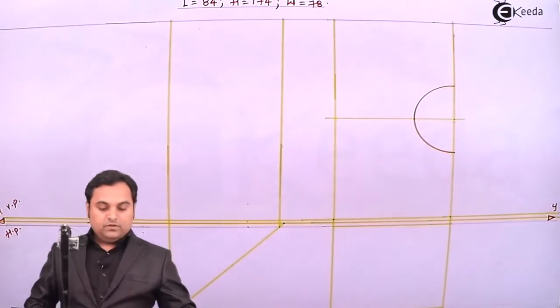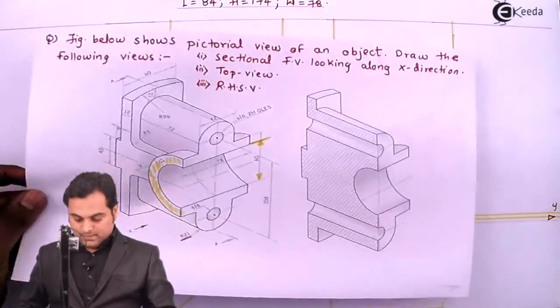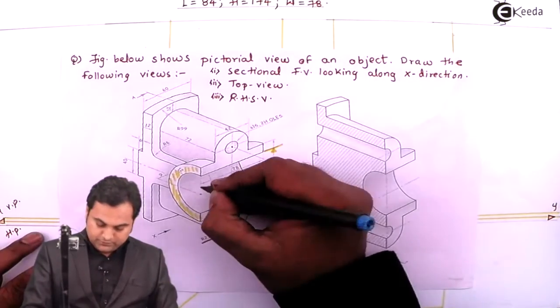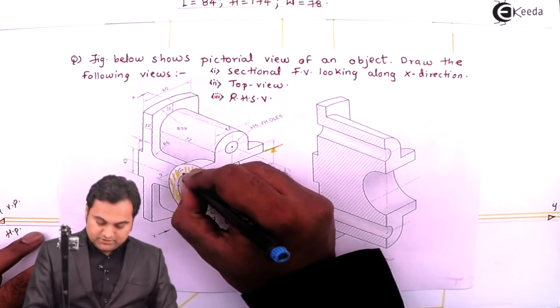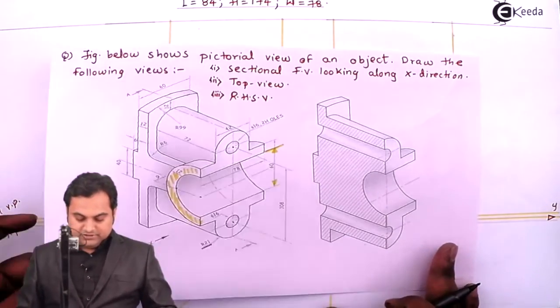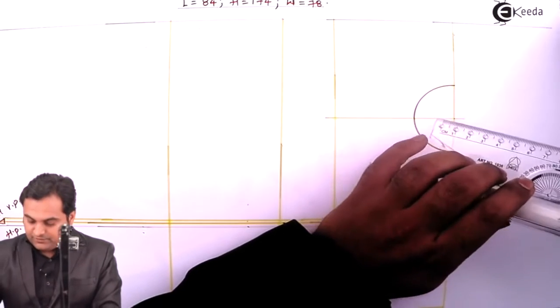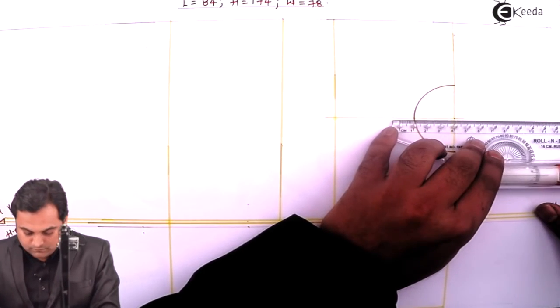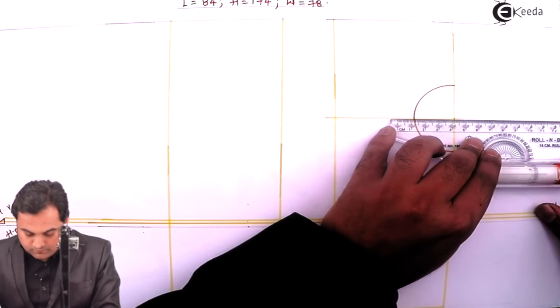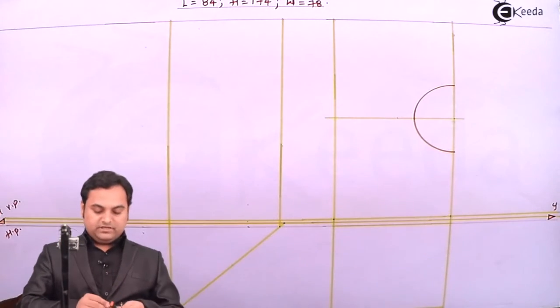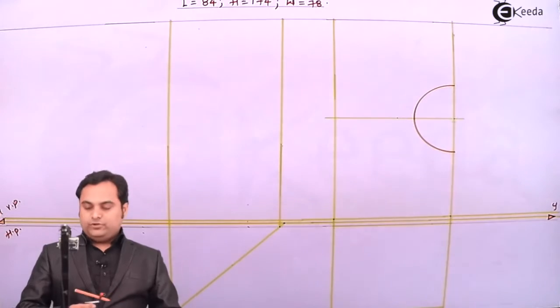Then the outer semicircle, after this radius 30, from this point up till here, the thickness is 12 mm, so the radius will be 30 plus 12, which is 42 mm. I'll take 12 mm from here. So that gives me the radius as 42 mm.